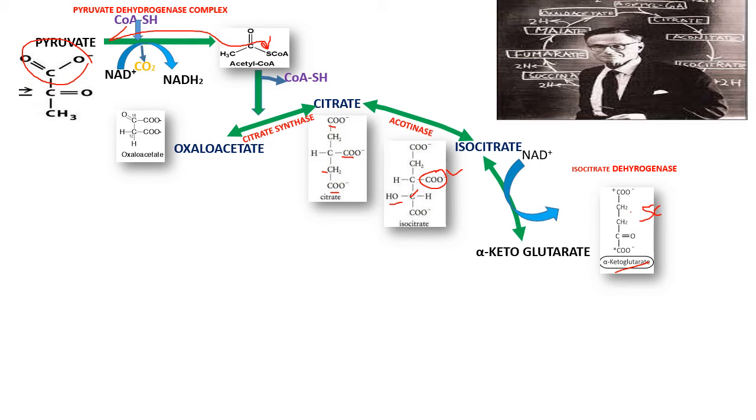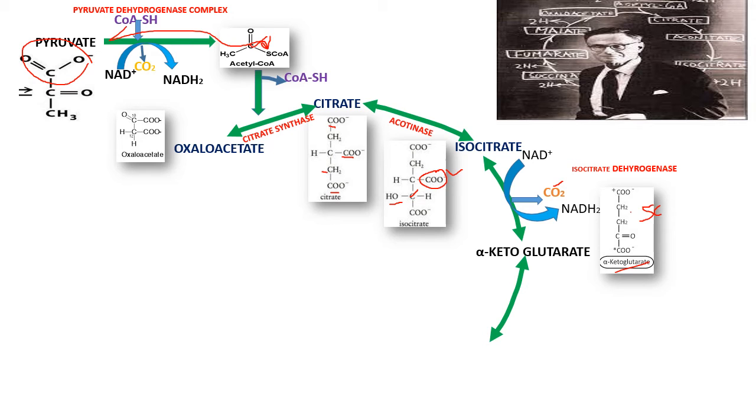In this reaction, NAD+ is reduced to NADH, which goes into the ETC chain and produces energy, and one carbon dioxide molecule is released. As a result we get alpha ketoglutarate, which is a 5-carbon compound. This carboxyl group is removed, and this is the first carbon from the acetyl group. So we are left with only one carbon from acetyl.